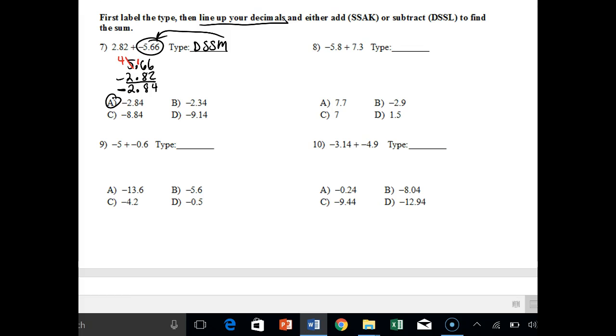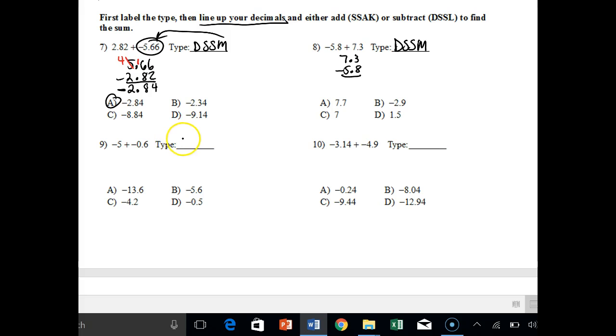And I would set it up, not 5.8 minus 7.3, but 7.3 minus 5.8. Ignore the negative signs when you're doing this, the DSSM. When you set it up, I mean, don't ignore them altogether. But then look at the whole numbers and just be like, all right, which one has the higher whole number without a negative sign, right? That's that absolute value piece that I'm talking about.